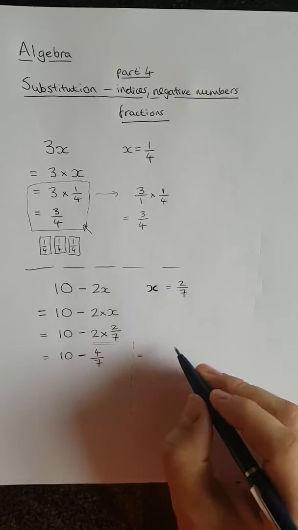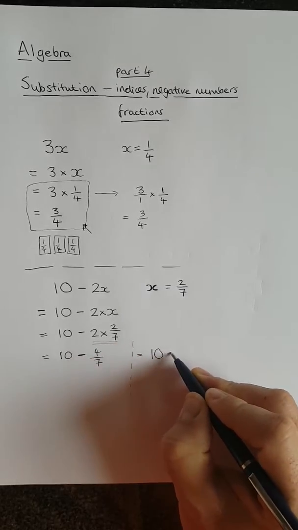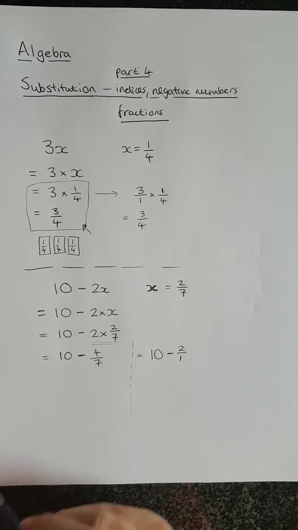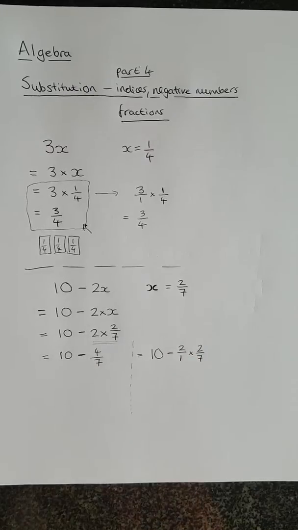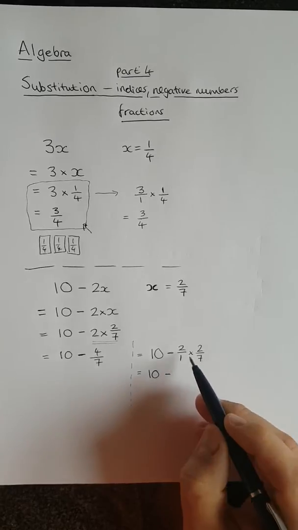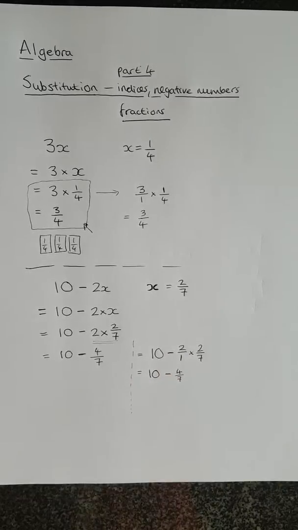Okay. The alternative was to make the 2 into 2/1. Then there's no cross cancelling, so it's 4/7.